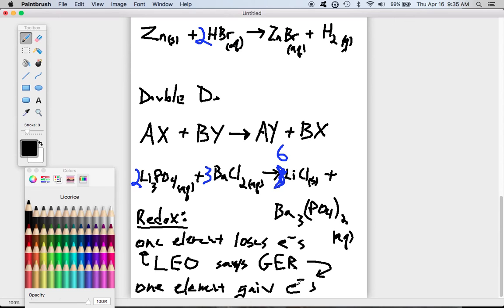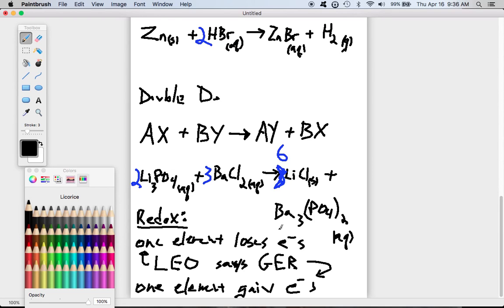Leo says grr. Lose electrons, oxidized; gains electrons, reduced. And that's why they call it reduction. We've got reduction, which is the gaining of electrons, and oxidation, which is the loss of electrons. So in redox reactions there's an exchange of electrons. One element loses them, and the other element gains them. So that's the basics of it.